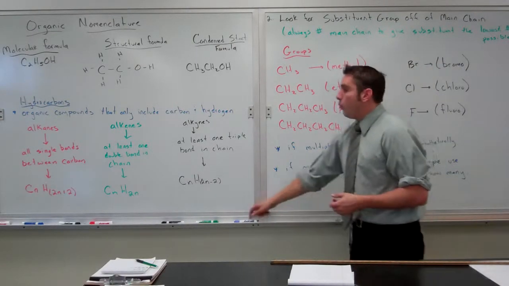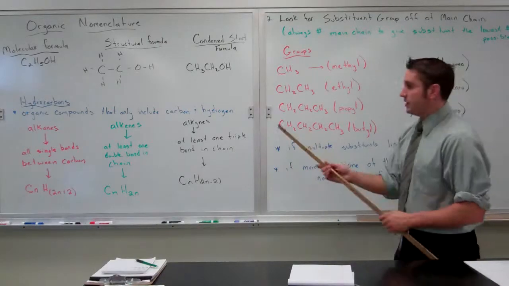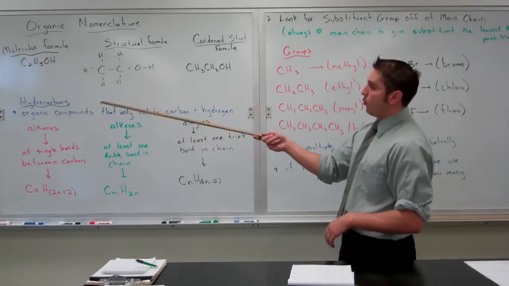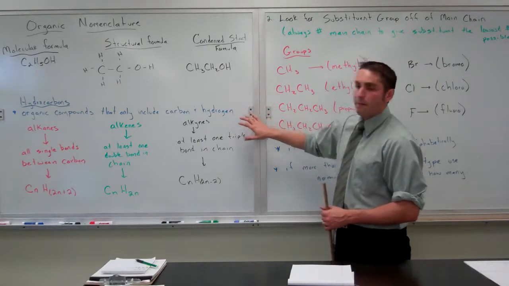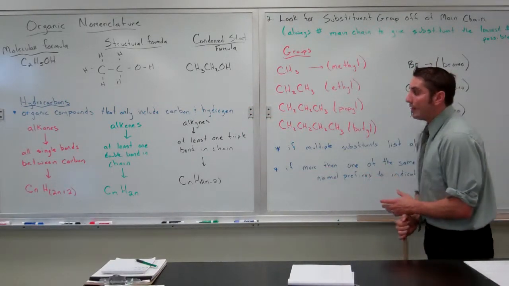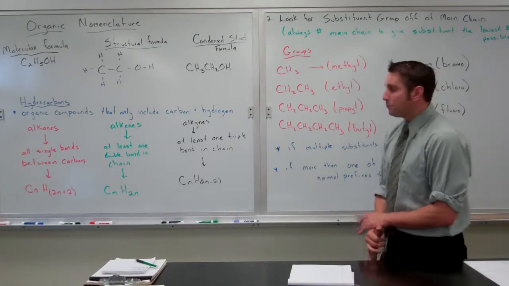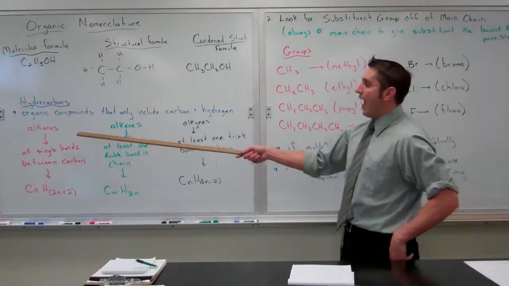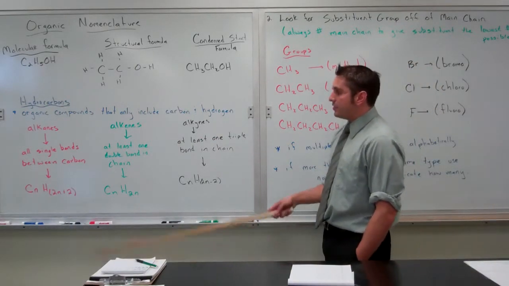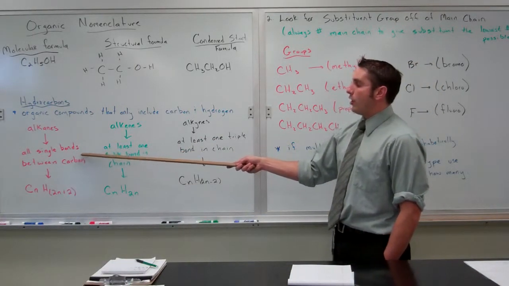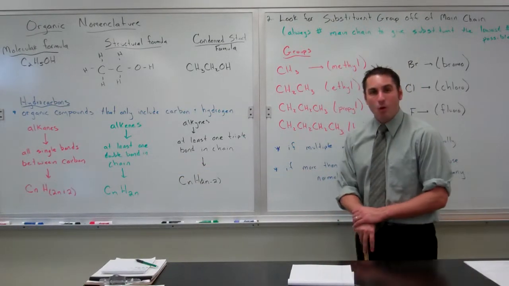If we start simple, we'll look at what we call hydrocarbons. And a hydrocarbon is simply an organic compound that only includes two elements, carbon and hydrogen. This will break down into three categories. The first category are called alkanes, with an A-N-E ending. Alkanes are carbon chains that consist of only single bonds.